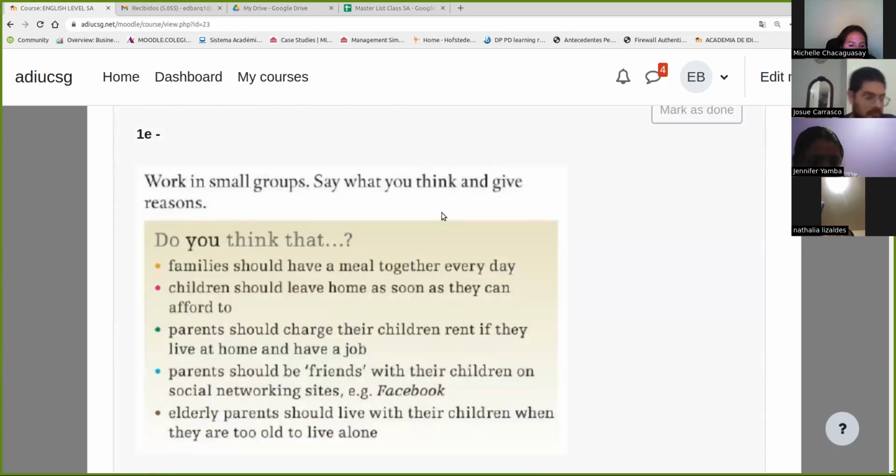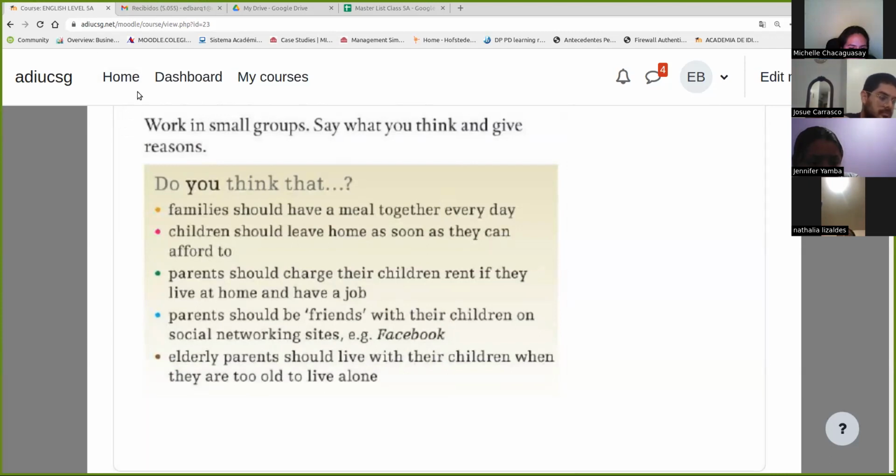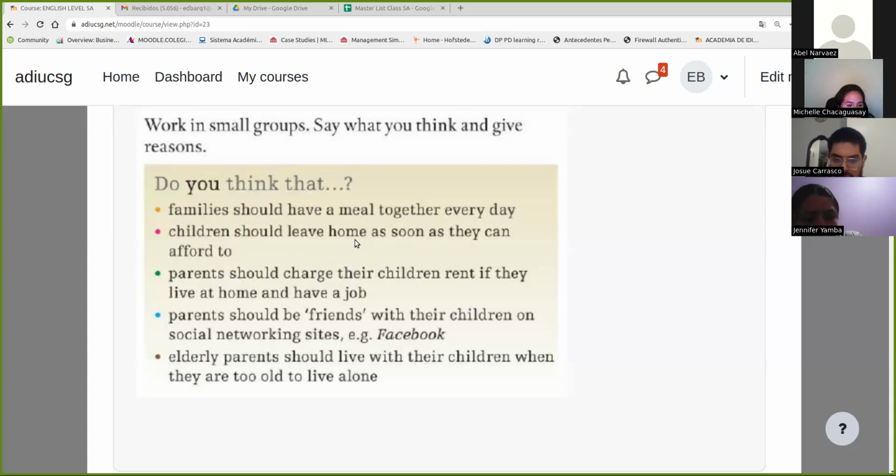So ladies and gentlemen, we are going to do some group work right now regarding this activity. What do you think? And give reasons about these situations. Families should have a meal together every day. Do you think that's necessary? Is it important? Children should leave home as soon as they can afford to.